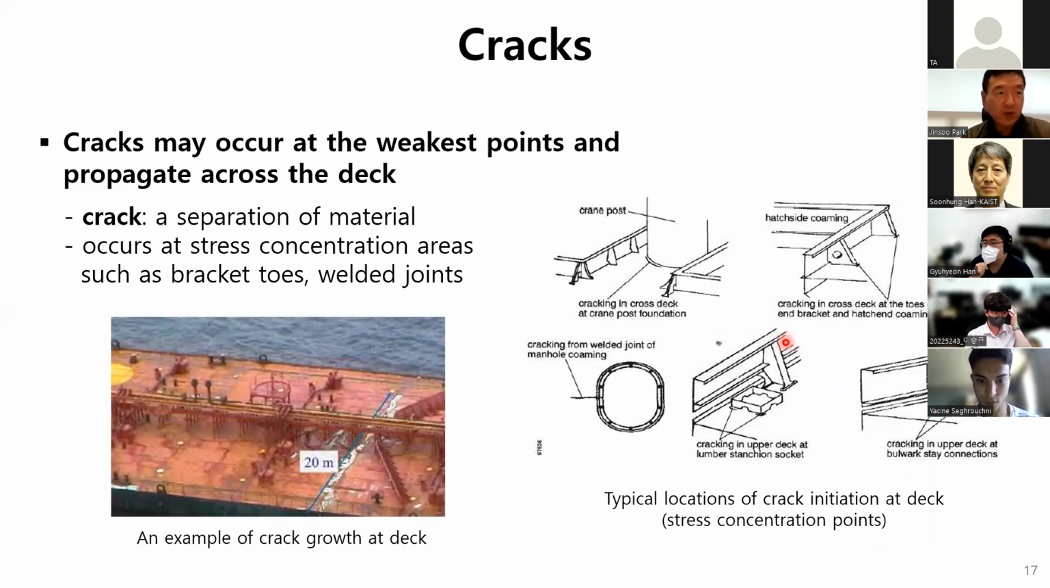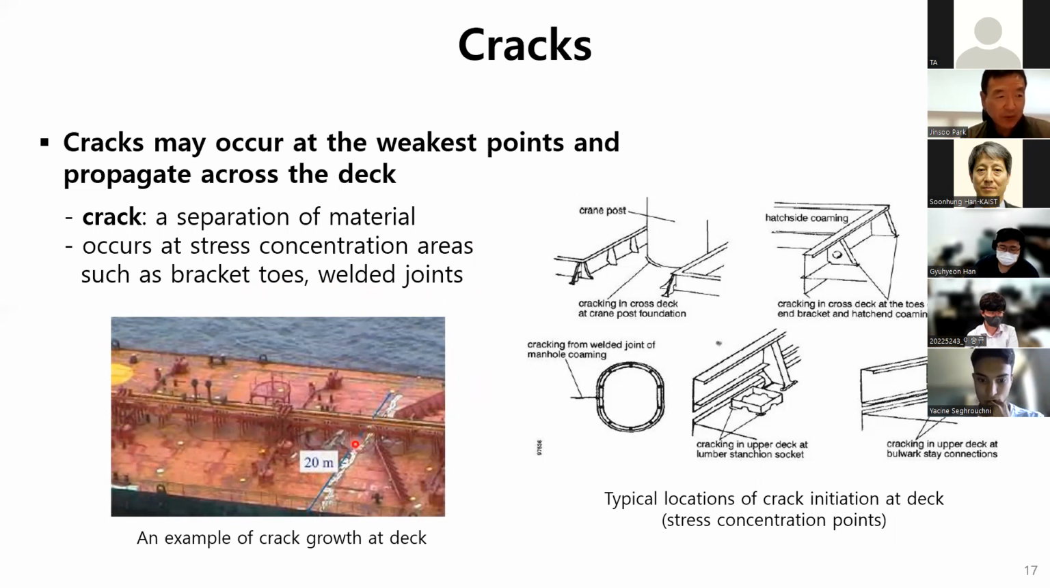In ship structures, the most common structural failure is cracks. A crack may be defined as a very narrow gap between two materials. In this case, it is a separation of material in a steel plate or beam, frequently at the welded joint. Cracks may occur at the weakest point and propagate across the deck, bottom, and any place of stress concentration, such as bracket toes and welded joints.